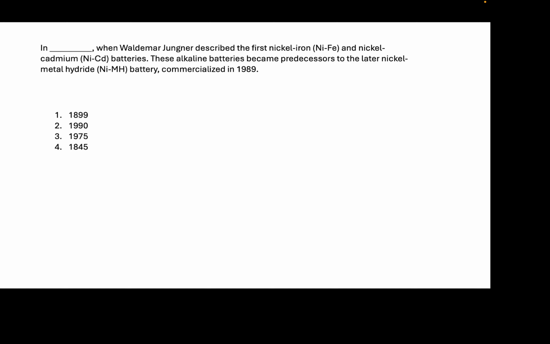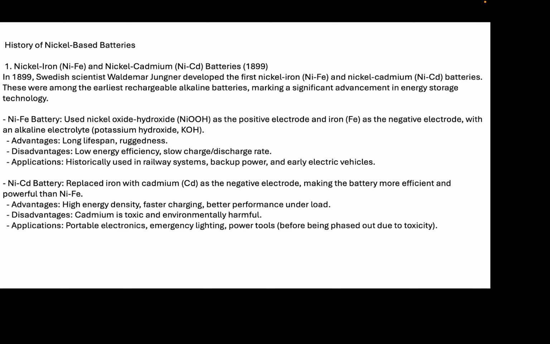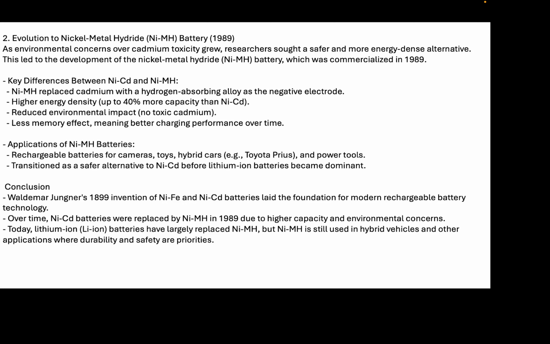There are 3 questions left. I'll quickly go through them. Okay, ma'am. Yeah. When Junger describes the first nickel iron and nickel cadmium batteries, these alkaline batteries became predecessors to the later nickel metal hydride battery commercialized in 1989. Obviously, it's a theoretical question. You won't necessarily be having this number at the top of your memory. It's a general knowledge question at the end of the day. This is the basic history which I have given for the nickel iron batteries, and it's a pretty interesting history to read about. Okay, so the information is there.